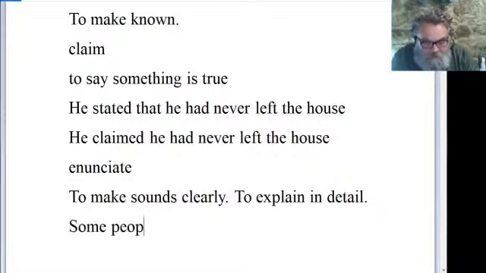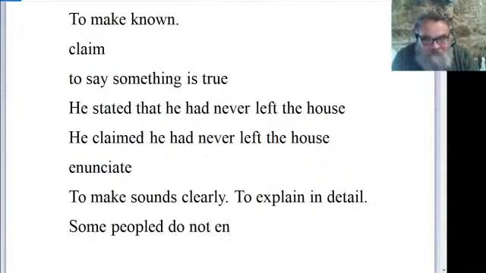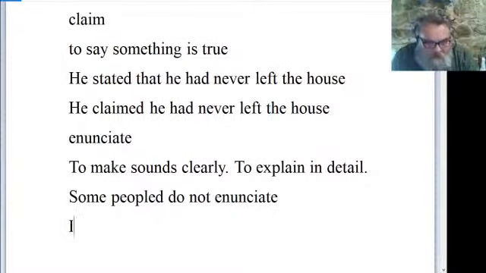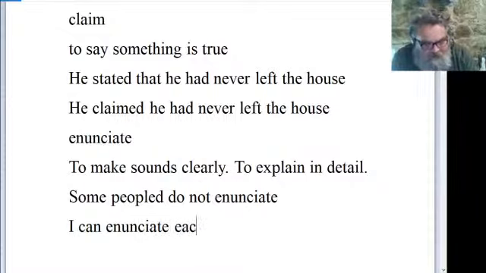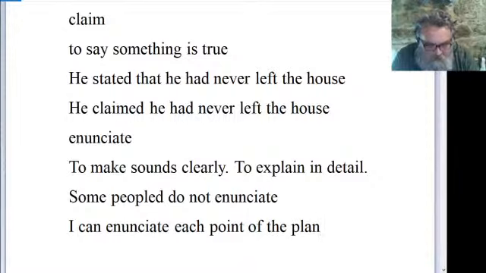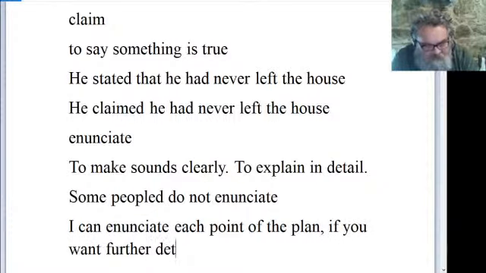Some people do not enunciate, enunciate, and then it's really difficult to understand them. I can enunciate each point of the plan if you want further detail.